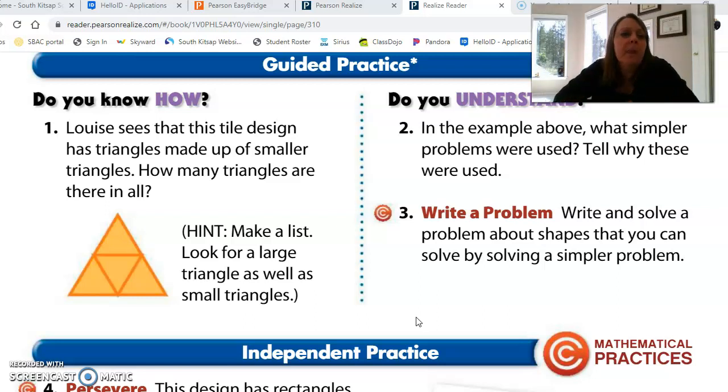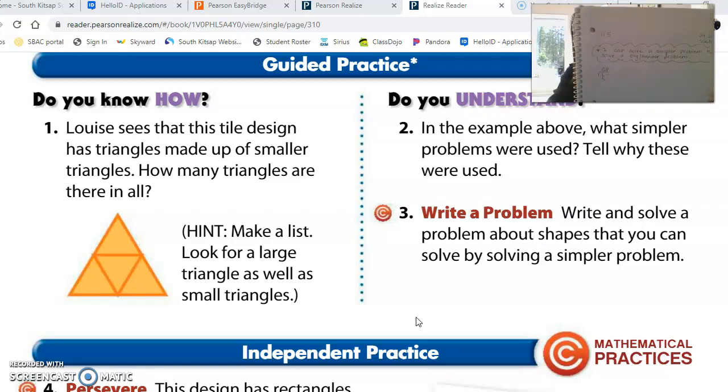So here we go. It says Lewis sees that this tile design has triangles made up of smaller triangles. And remember, a triangle is a three-sided shape. How many triangles are there in all? So our hint says to make a list. Look for large triangles as well as small. So next to my number one, I'm going to put a large, an L, and a small like this.